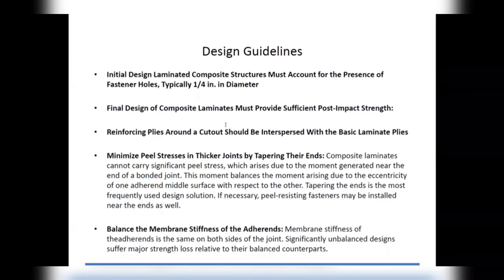Continuing on here, reinforcing plies around the cutout should be interspersed with basic laminate plies. So if you have a region where you have a window or a cut, you want to put reinforcing plies around the cutout to reduce the stress concentrations from the cutout itself, but then the reinforcing plies should be interspersed with the basic laminate, and that's basically increasing the strength capability altogether.